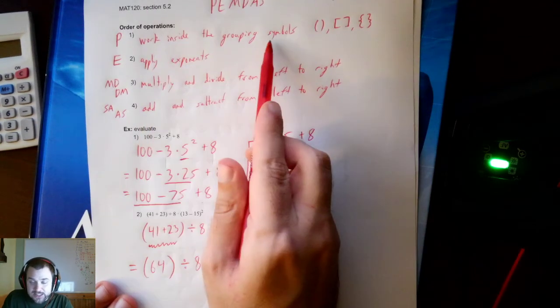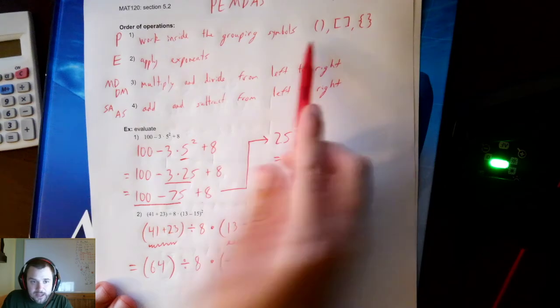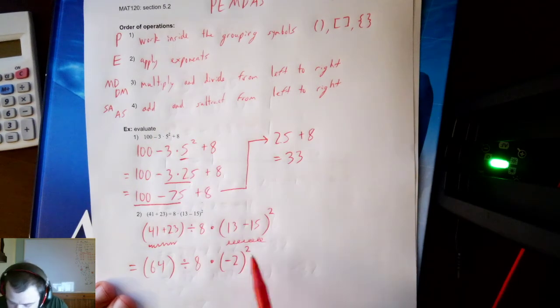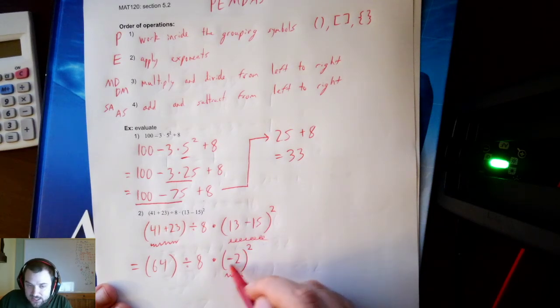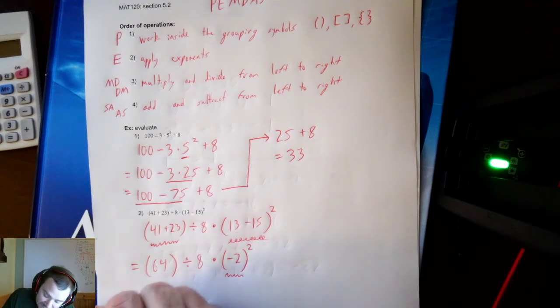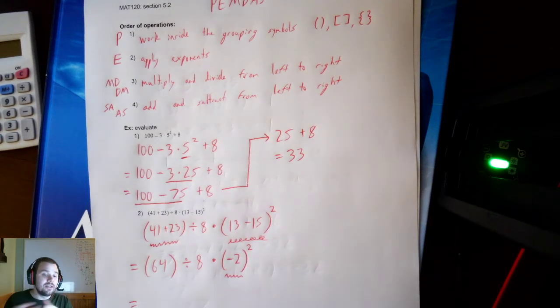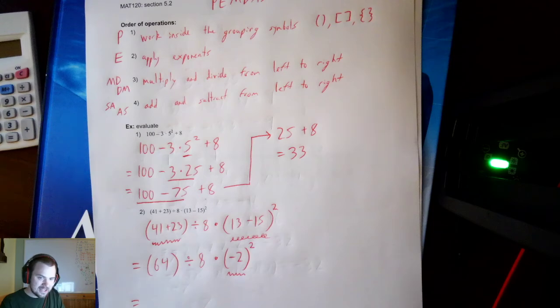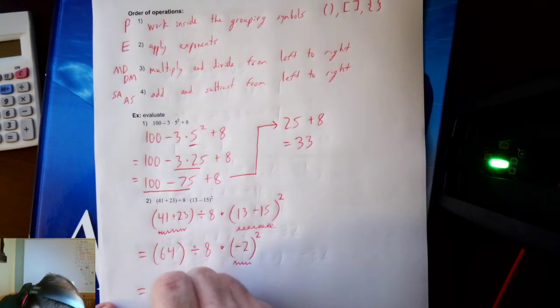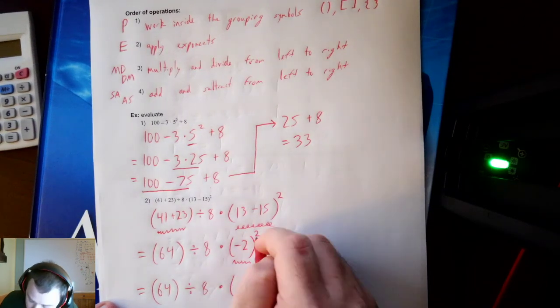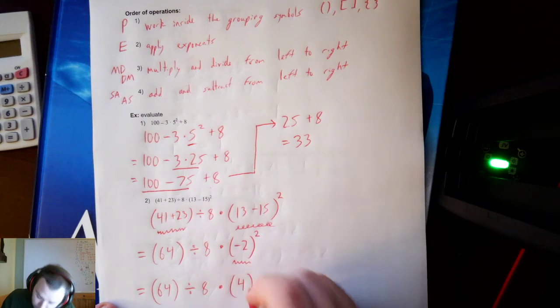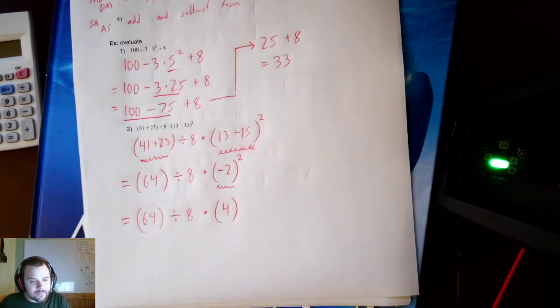So I worked inside my groups. I'm done with that step. Now I apply exponents. There are exponents, so I'll do this next. Notice it's an exponent with parentheses around the negative number. So I'm going to get negative 2 squared. Do I keep the negative when I apply the exponent, or do I leave it out front? Well, with parentheses, you duplicate the negative. So this would give me 64 divided by 8 times negative 2 squared, which is positive 4 when all is said and done. So I applied my exponents.